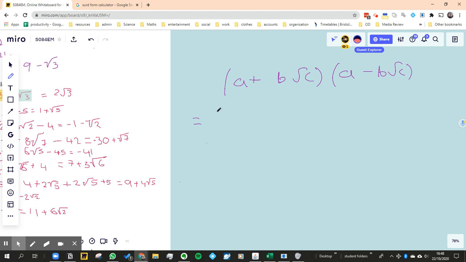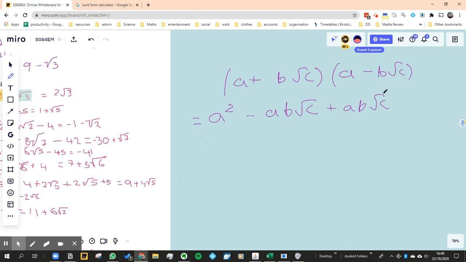Well, first of all, we're going to do the A times the A. So that's going to be A squared. And then we're going to do A times a negative B root C, which gets rewritten as minus AB root C. And then we're going to do B root C multiplied by A, so plus AB root C. So it's this bit here, because you're multiplying that by that and then multiplying that by that. These two multiplied together will give you a positive AB root C, and that one will give you a negative AB root C, and so they're always going to cancel out.